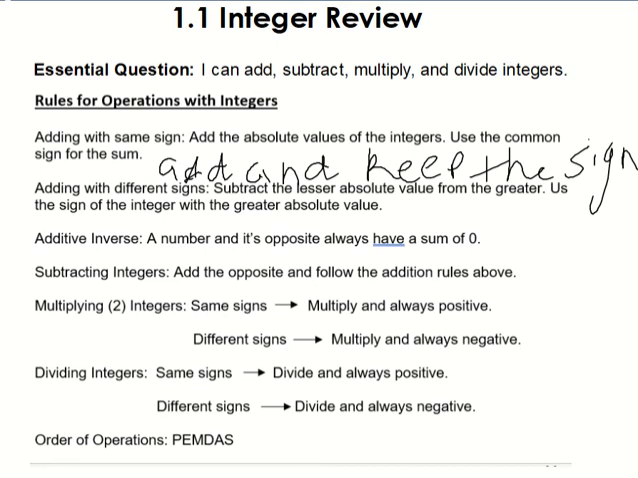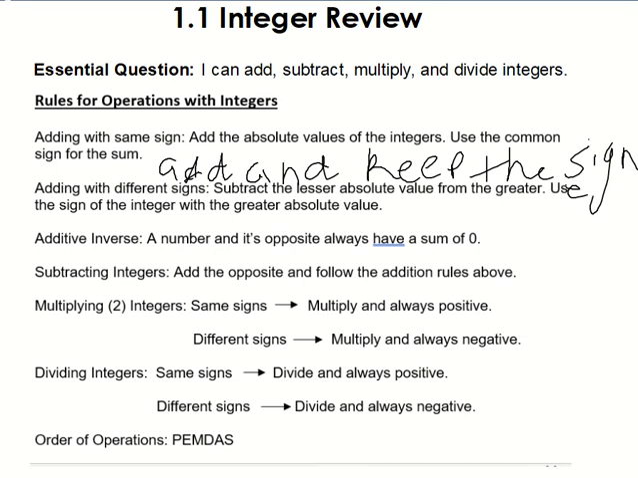Now adding with different signs is where it gets a little tricky. We actually subtract the lesser or smaller absolute value from the greater, and we use the sign of the integer with the greater absolute value. So this was tricky because it's adding, but we're really subtracting.